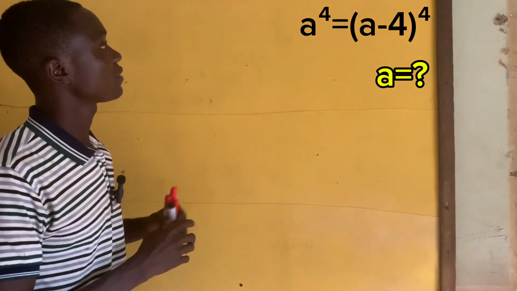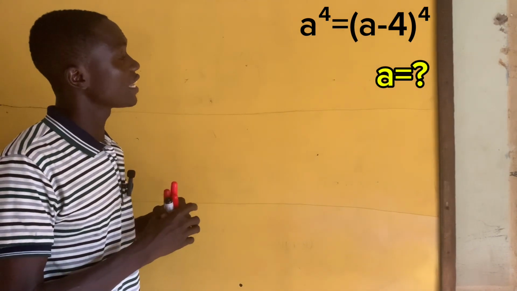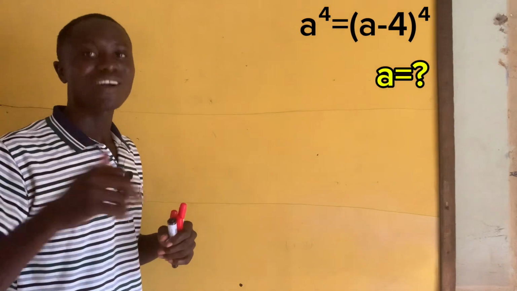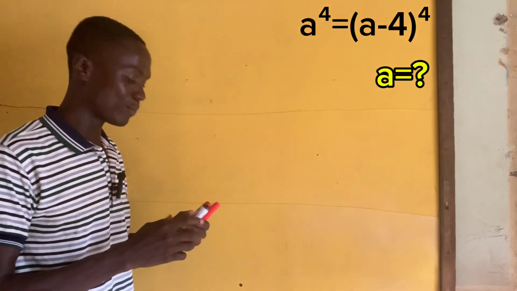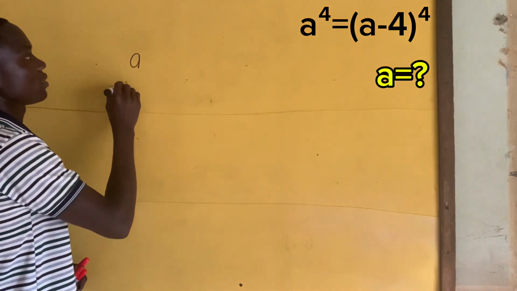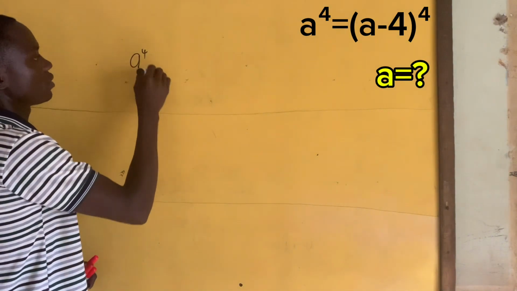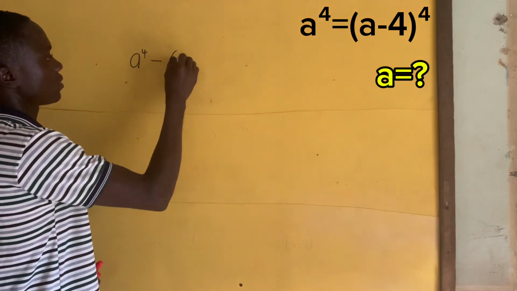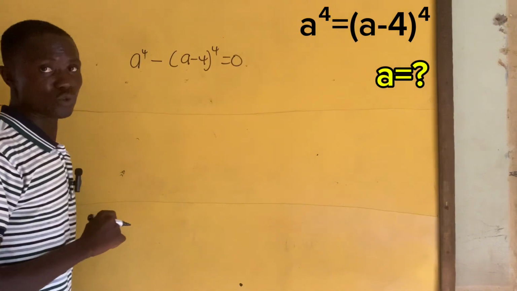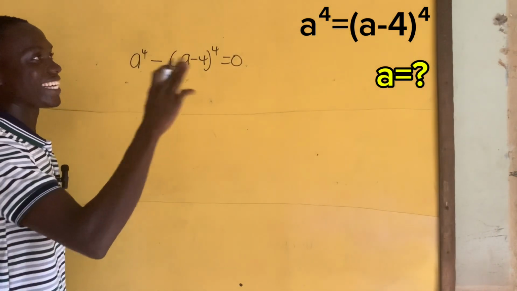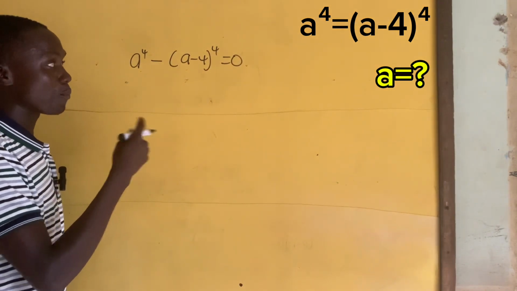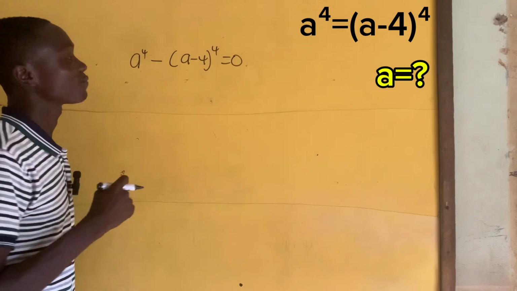Okay, so we have to solve for a, given that a power 4 equals (a minus 4) all power 4. So let's see how we do this in a very simple way. So you just take this one as a power 4 minus (a minus 4) power 4 equals 0. We group this way. You're not going to take a fourth root of both sides, right? Because we need some possible solutions of a, since we have a power 4.